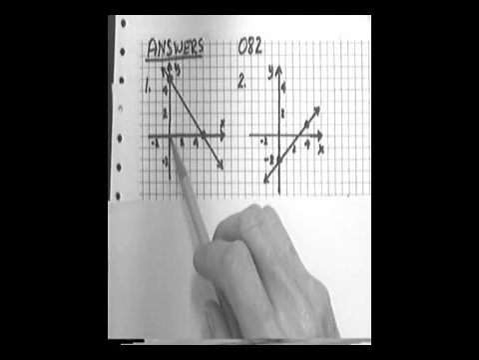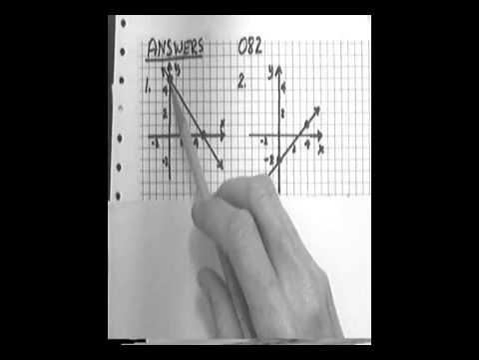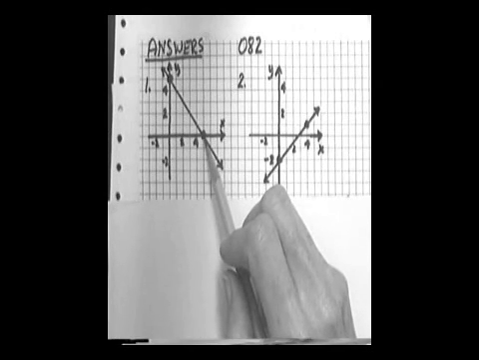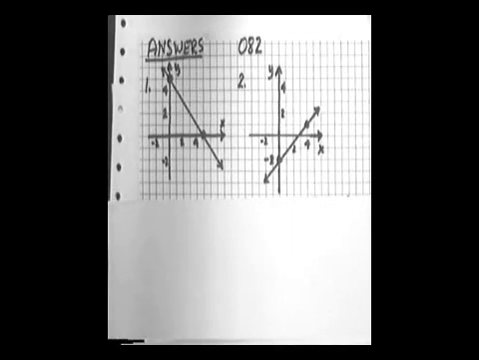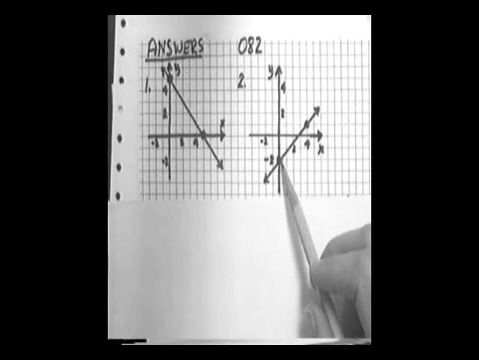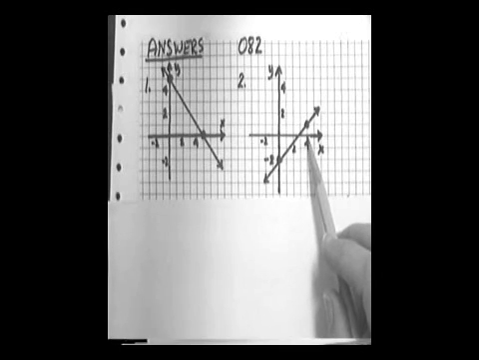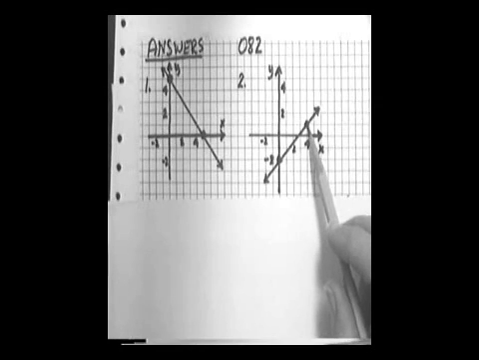So the graph in number 1 should cross the y-axis where y is 5. It should cross the x-axis where x is 5. In number 2, your graph should cross the y-axis where y is -2. Your graph should also go through the point 4, 1.